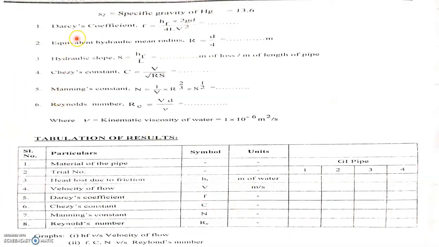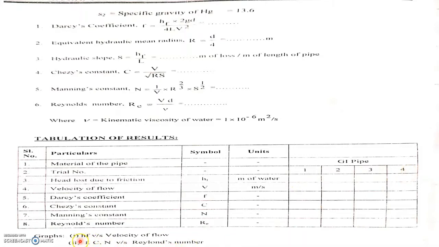Here again you need to calculate Darcy's coefficient by using this formula. You need to calculate Chezy's coefficient, Manning's constant, and the Reynolds number. You need to tabulate those with respect to your trials. It may be 1, 2, 3, 4 and 5 trials.